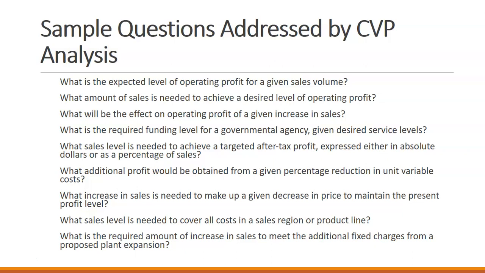We ask a lot of questions when we're doing CVP analysis. CVP analysis is also sometimes called what if analysis. What if we do this? What happens if we make this change? This is just a general list of questions that we might be able to answer with CVP analysis, like what amount of sales is needed to achieve a specific operating profit? What is the required funding level for a governmental agency given desired service levels? What do we need to hit? What's our break even in sales?